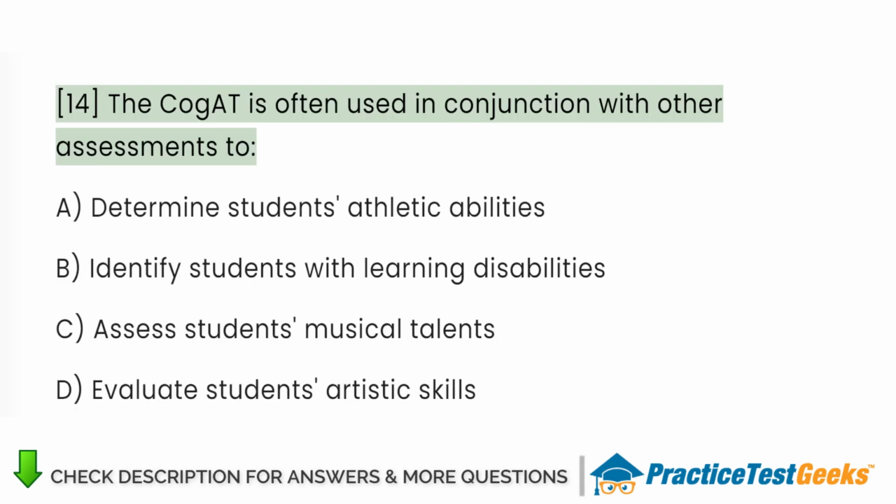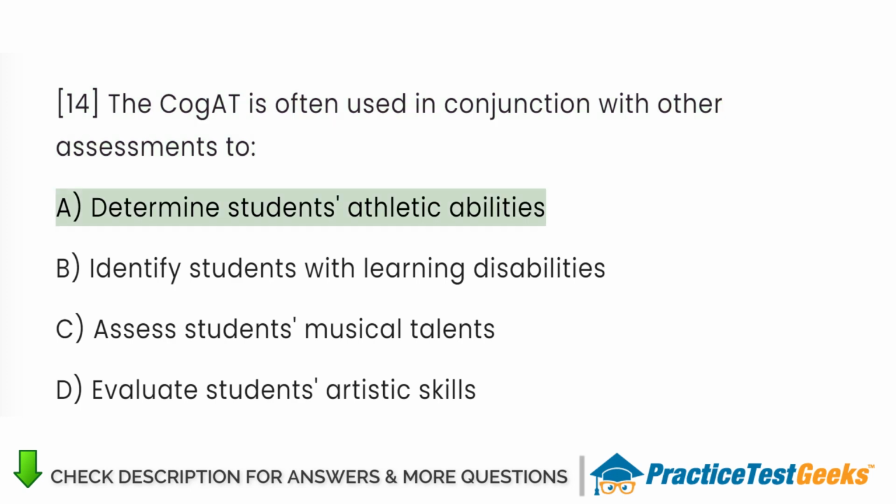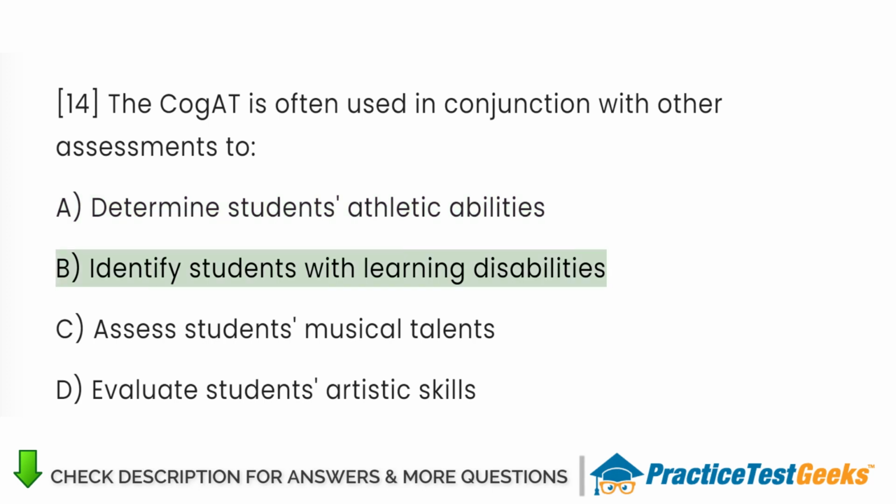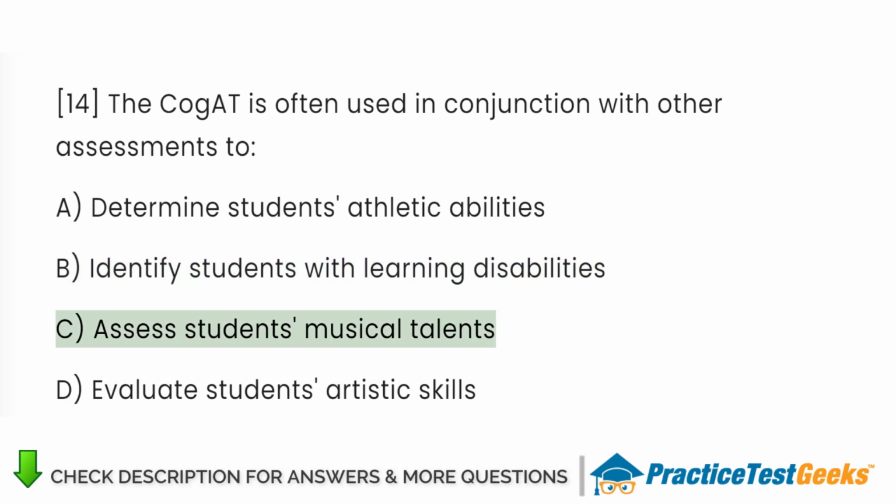The CogAT is often used in conjunction with other assessments to A. Determine students' athletic abilities. B. Identify students with learning disabilities. C. Assess students' musical talents. D. Evaluate students' artistic skills.